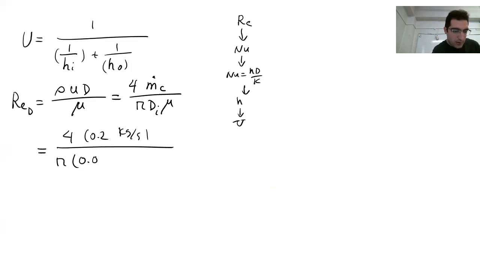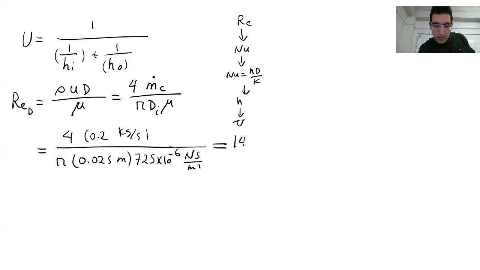divided by pi times D_i, which was 25 millimeter, which means 0.025 meter, divided by 1000 times viscosity, which is 725 times 10 to the negative 6 Newton second per meter square. So Reynolds is equal to 14,050, which means that since it's larger than 2200, the critical Reynolds number for internal flow, then you have a turbulent flow, right?